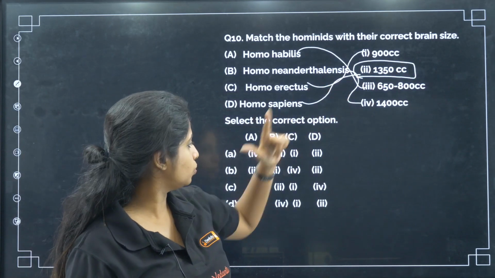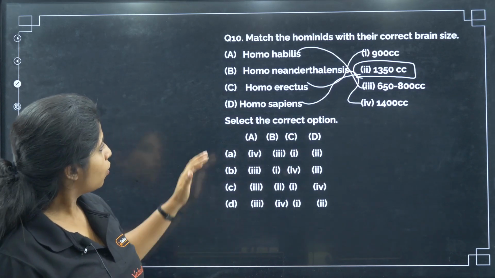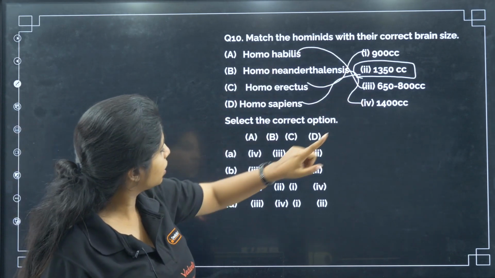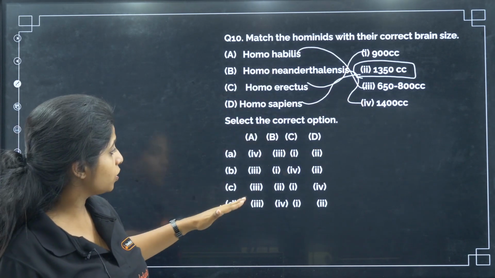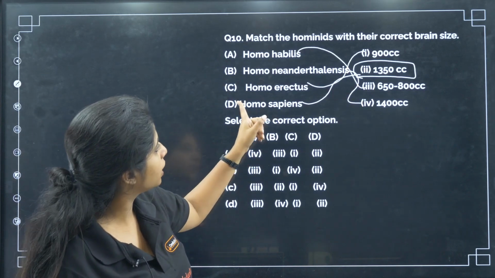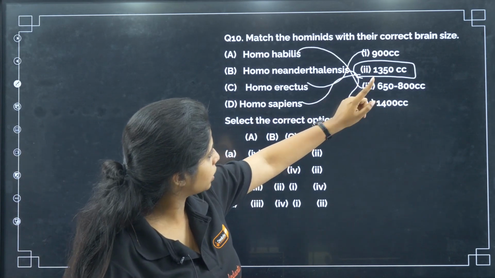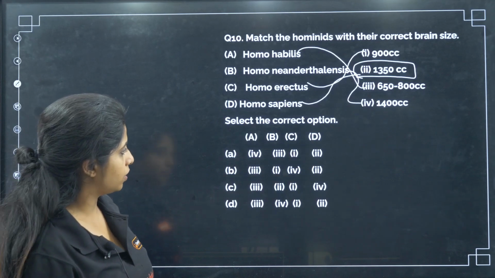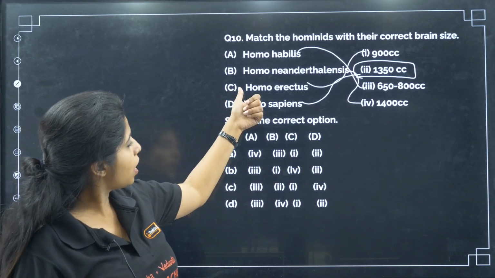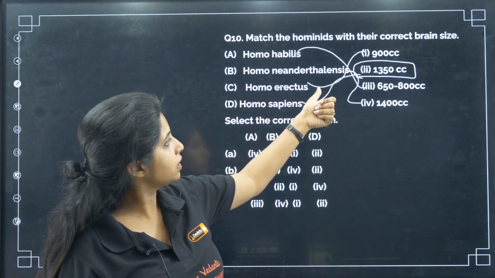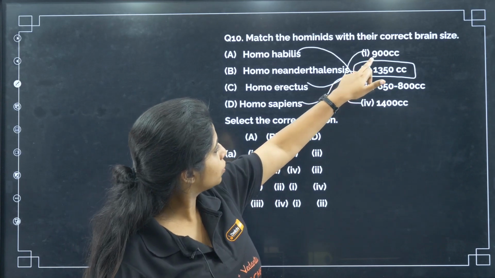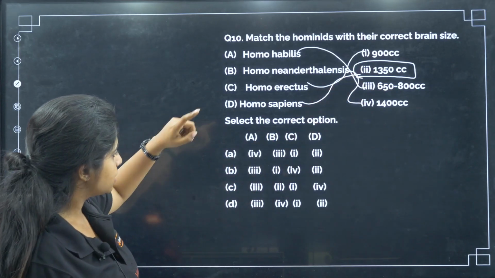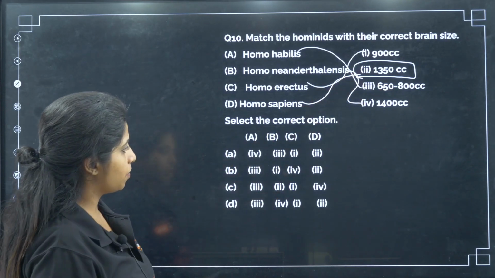So D goes with 2. Let's see. Homo habilis, A goes with 3. I have so many options like that. So probably I should be looking for D. Homo sapiens goes with 2. Again, I have so many options like that. Oh my god. Okay. Let's talk about C. Homo erectus goes with 900 cc, that is 1. C goes with 1.